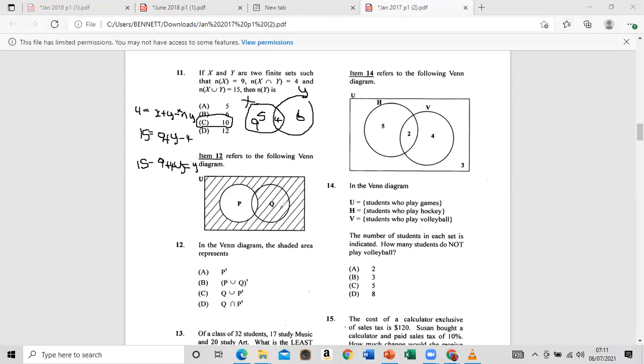That gives us 10. In the Venn diagram, the shaded area represents everything shaded except P, so that's P prime, or P bar, or the complement of P.